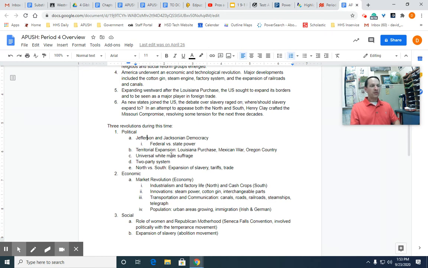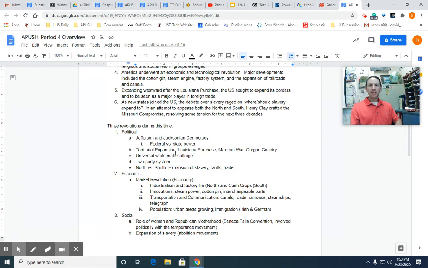Universal white male suffrage, again, by the end of this period, all white men can vote. The two-party system is enshrined in our system. By the end of 1848, you have Whigs versus Democrats, whereas we start off with Federalists versus Democratic Republicans in 1800. You have North versus South, the expansion of slavery, tariffs, which are taxes on imports.